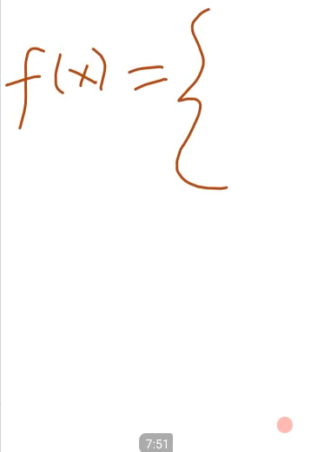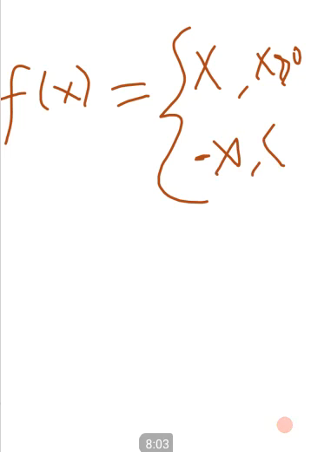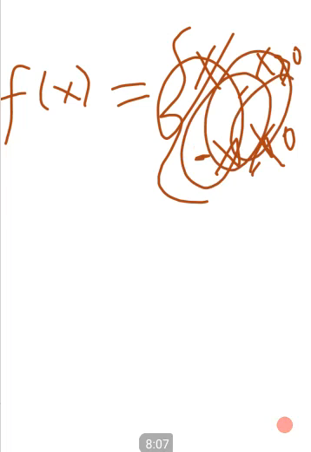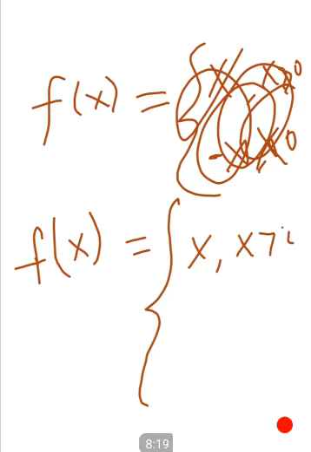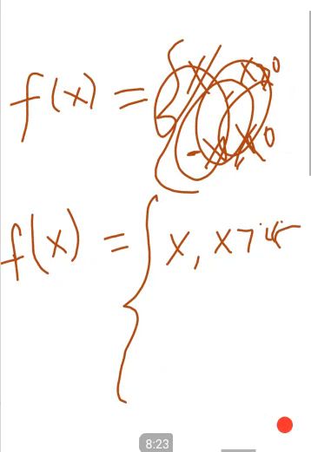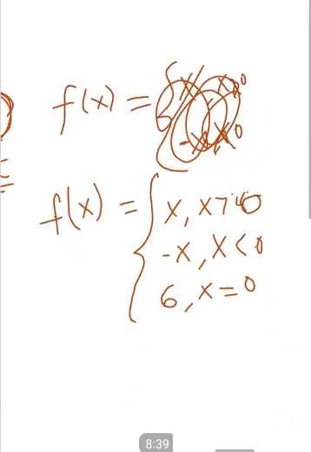Suppose I define a function that is in two parts. This is x when x is greater than 0, and this is minus x when x is less than 0. Oh, I think I should define this again. The function of x is x when x is greater than 0, minus x when x is less than 0, and 6 when x is equal to 0. So we'll try to graph this out here.